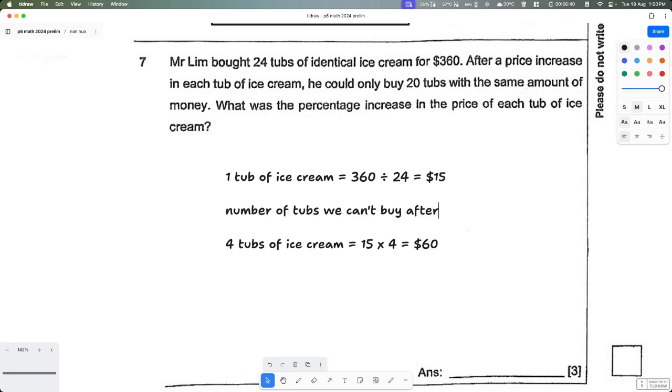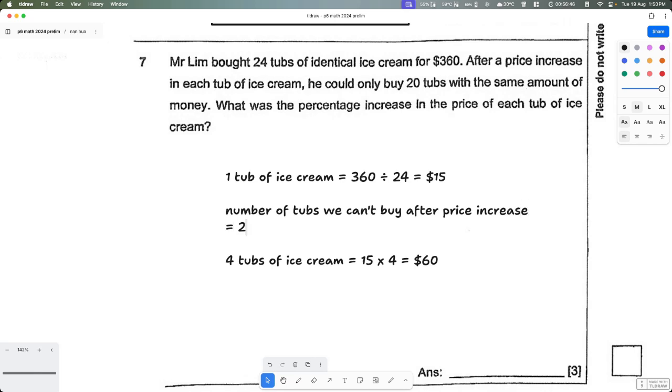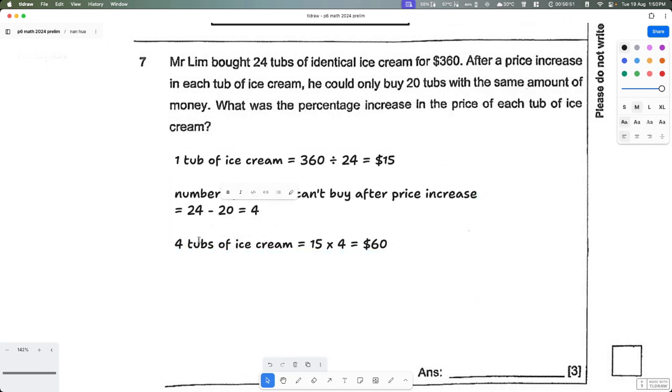So why we do 4 is because the number of tubs we can't buy after the price increase is basically 24 minus 20, which is 4. Okay, so we want to know what happened to the 4 tubs of ice cream in terms of price increase. So that means price increase per tub is equal to $60 divided by 20, and this is equal to $3 in this case. So price increase per tub is $3 more.